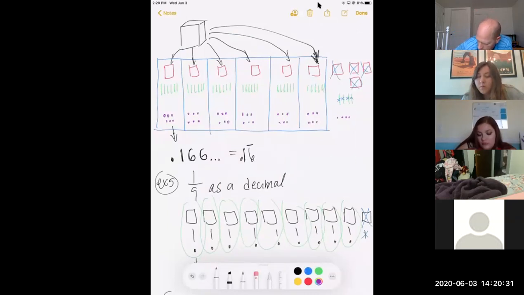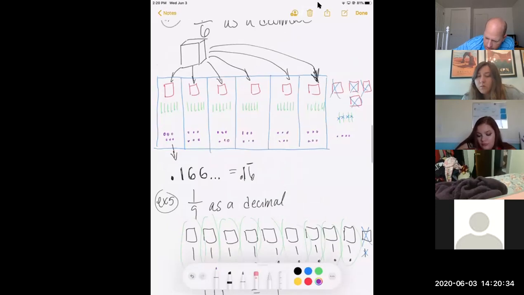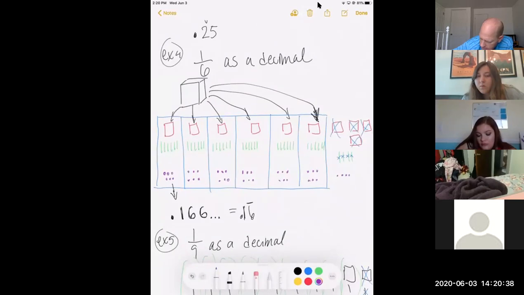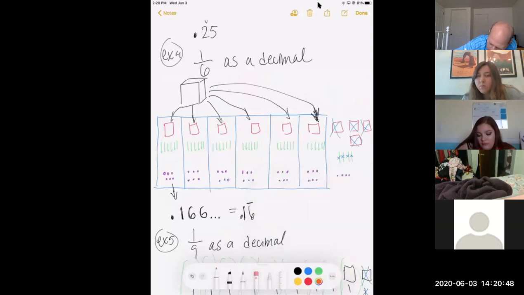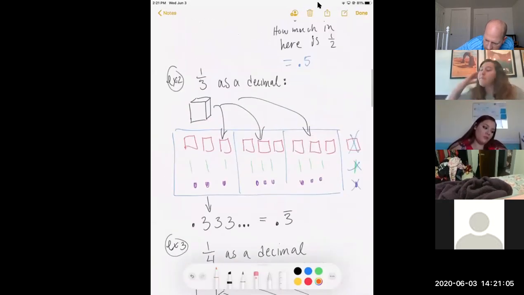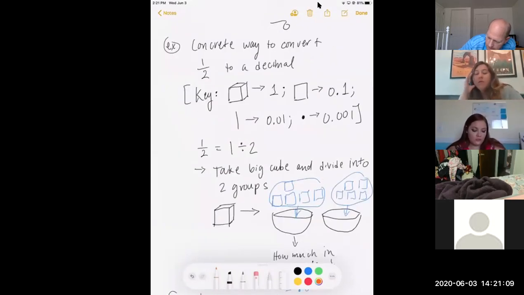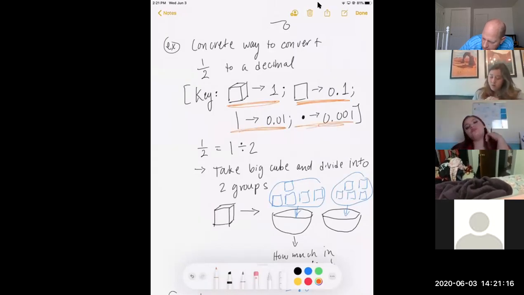The decimal out of the blocks. So for 1/6, we've separated out into these groups. I only need to take one of those groups of 6 and write that as a decimal. So I'm going to do orange. This flat here in one of the groups, I'm going to take a look at this group right here. That flat is the same as 0.1, 1/10, according to my key from above. At the very beginning I did a key right here. The big block was 1, the flat was 1/10, the rod is 1/100, the small unit cube is 1/1000.